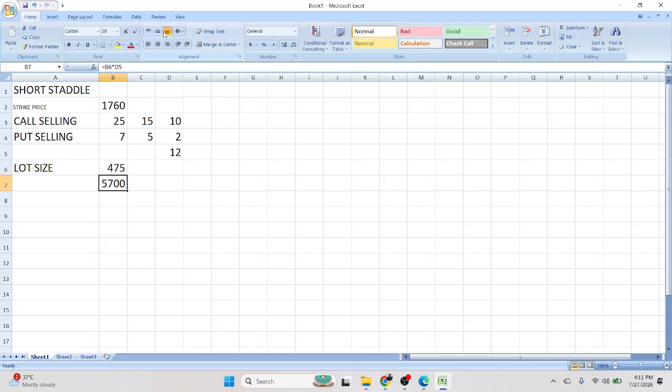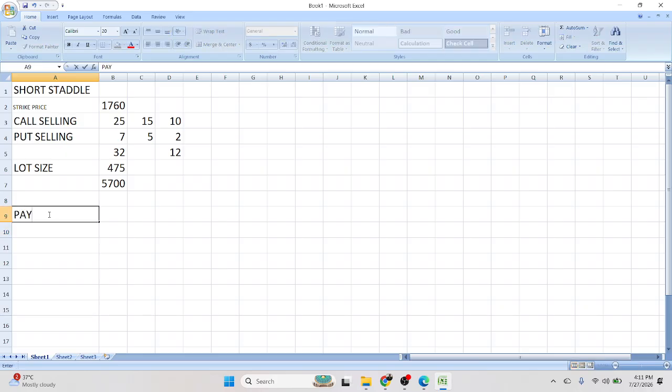The same thing can be applied on any particular stock. Now if you analyze, the total premium you have received for this is 25 plus 7 equals 32 points. So the maximum profit would be 32 points if you hold this till expiry and the price closes at this level. But if the market goes below this strike price or above this strike price, then you have to bear some kind of loss. So what would be the payoff?